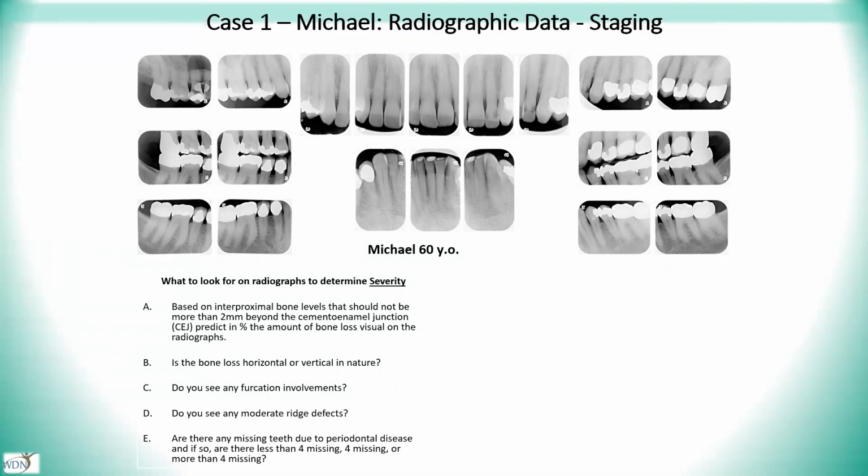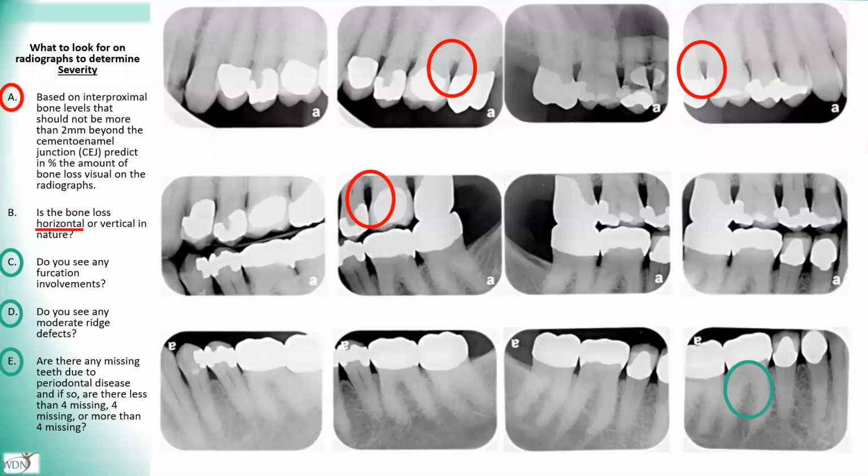We want to look and see, is the bone loss horizontal or vertical? What's the pattern of bone loss? We want to see if we can see any suggested furcation involvements, radiographic furcation involvements, any ridge defects, or missing teeth. These are things that we can obviously see off radiographs. So as we take a closer look at these radiographs, the best radiographs that we can use are going to be our bite wing radiographs, because they're taken at a more horizontal impression.